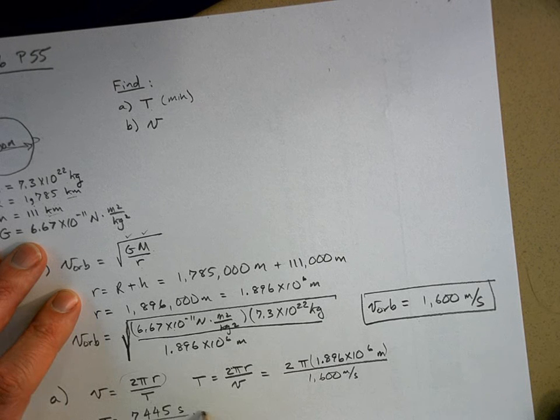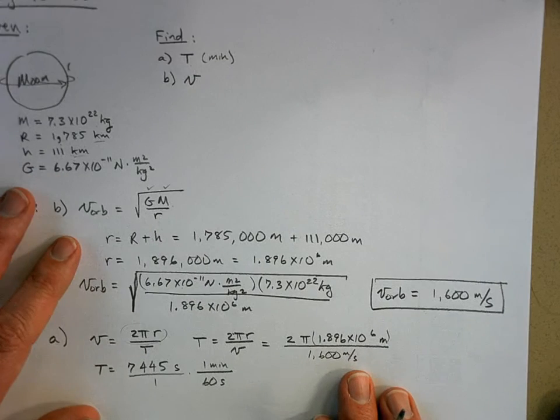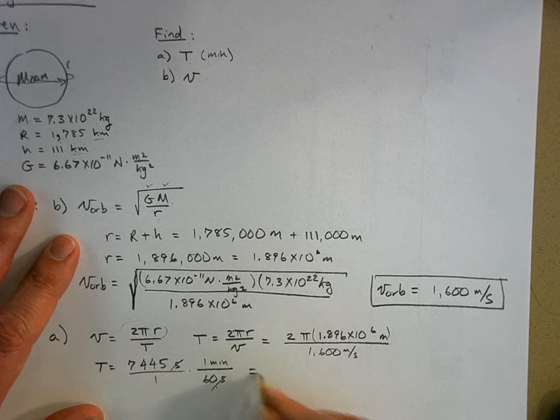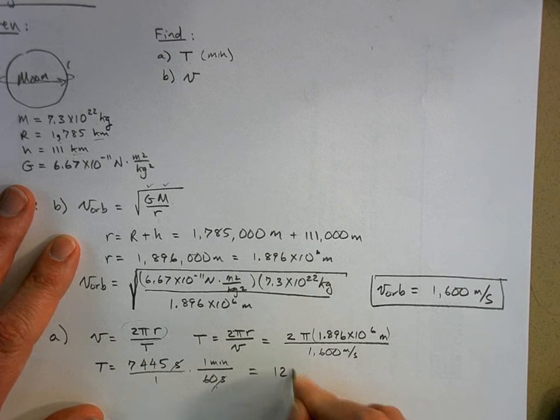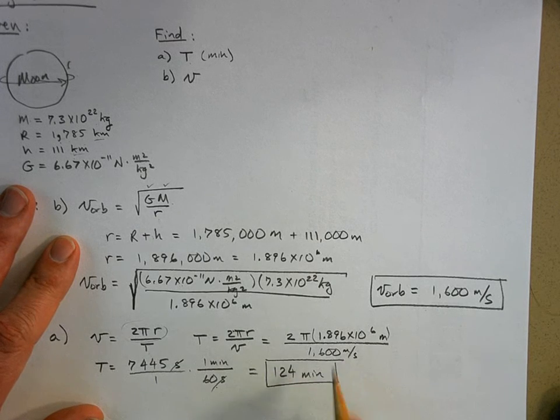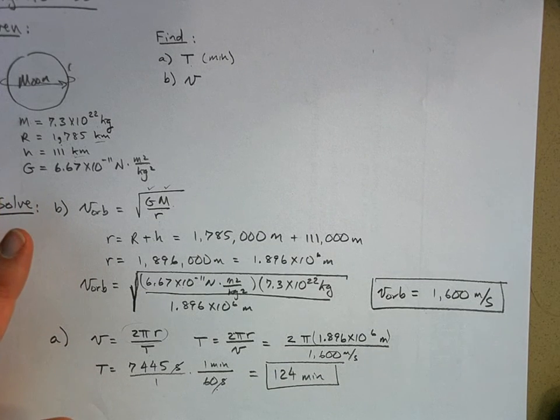So put that over 1. And there are 60 seconds in 1 minute, so the seconds will cancel. So you just take that and divide it by 60, and you get 124 minutes. Or you really should do 2 significant figures, but that's okay. 124 minutes, which is a little over 2 hours. So it took them 2 hours to circle the moon back in 1969.